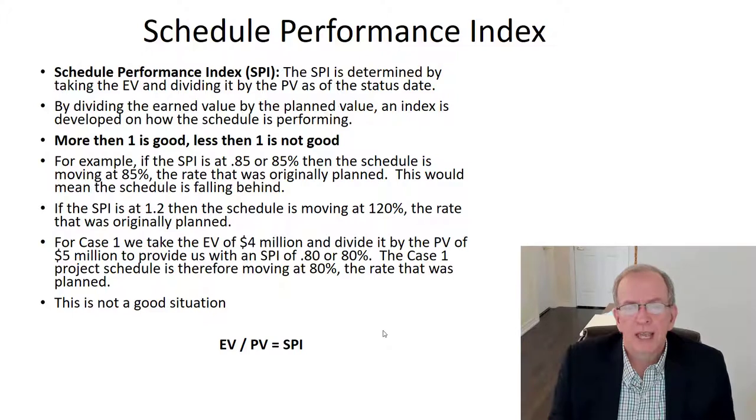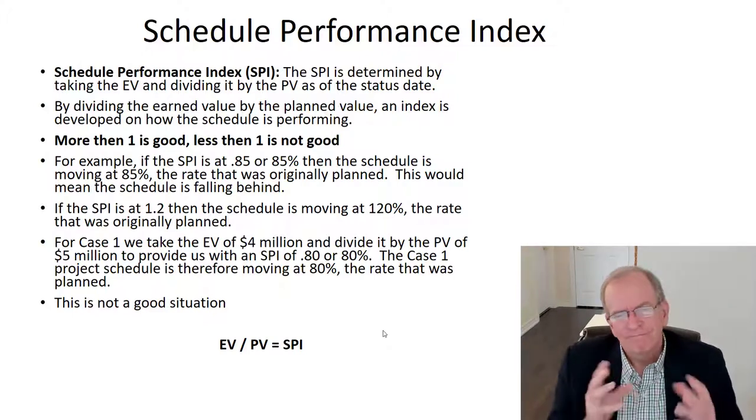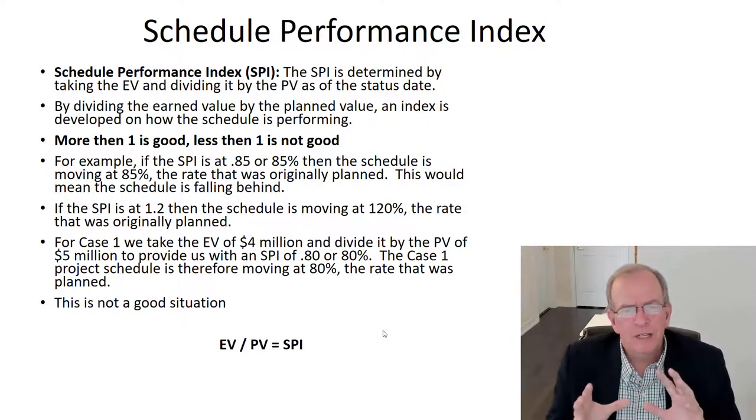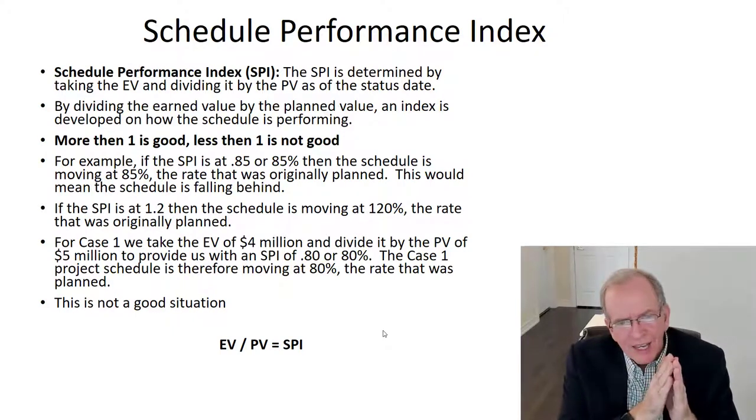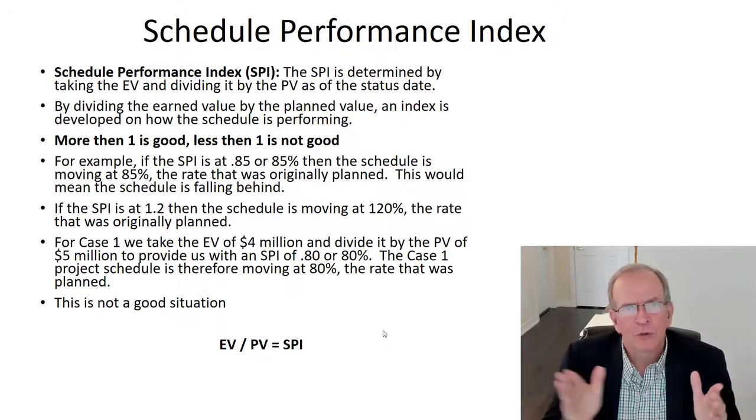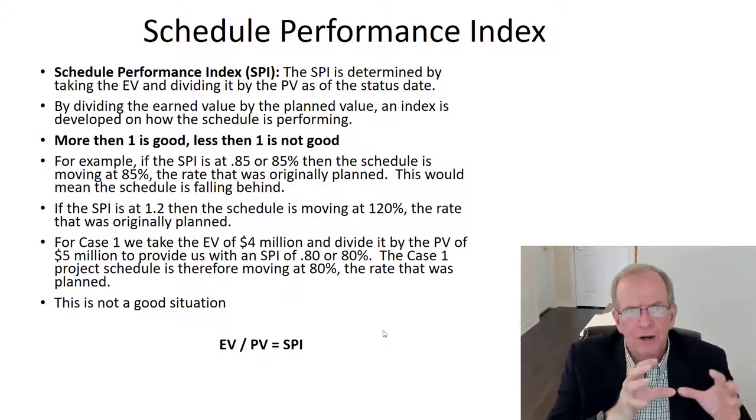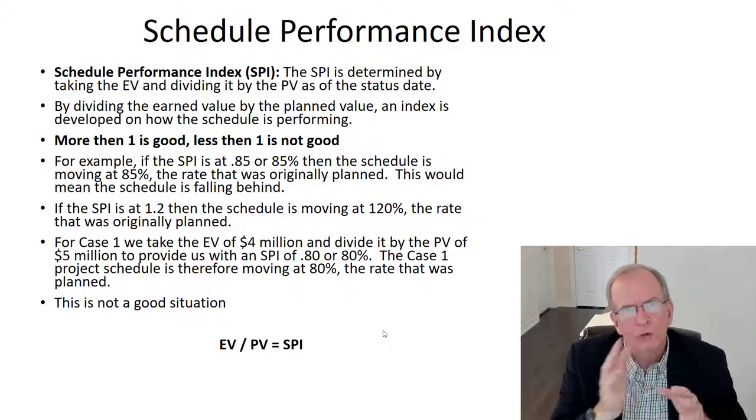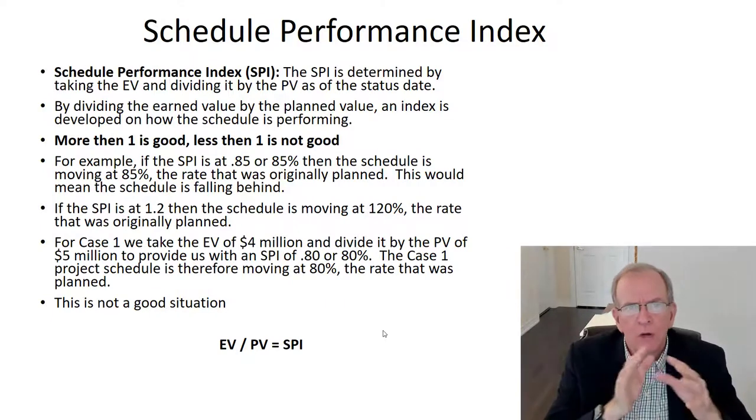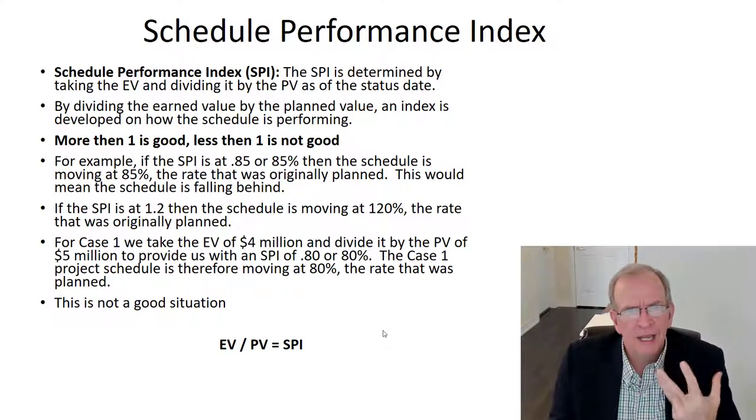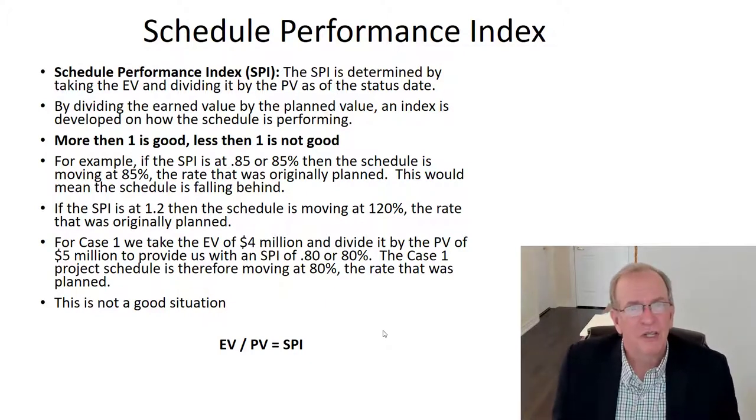So this would mean the schedule's falling behind. I did mention in the previous video, it's not always exactly on the critical path. So it would be project specific because you could have a lot of activities that are falling behind, but they're not all critical, and that could influence the overall schedule performance index data. But generally, it's a really good indicator that way.